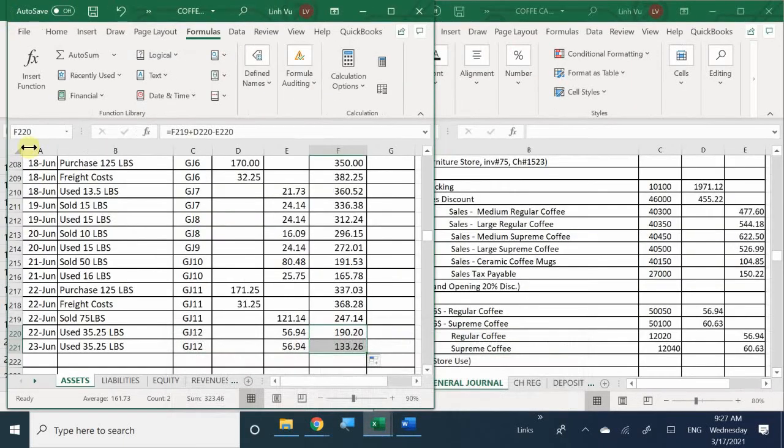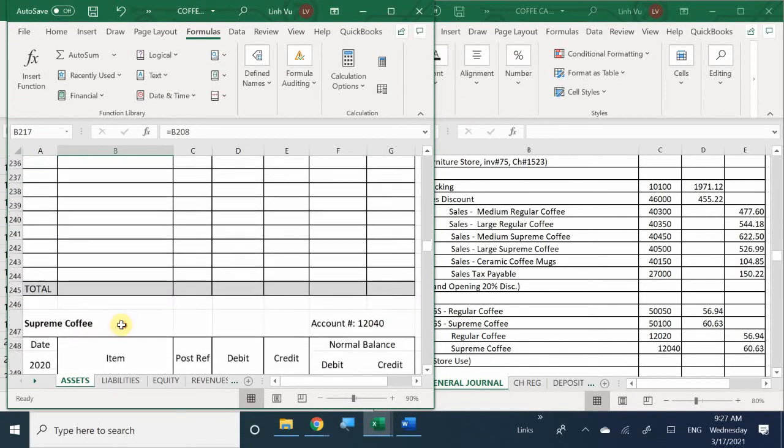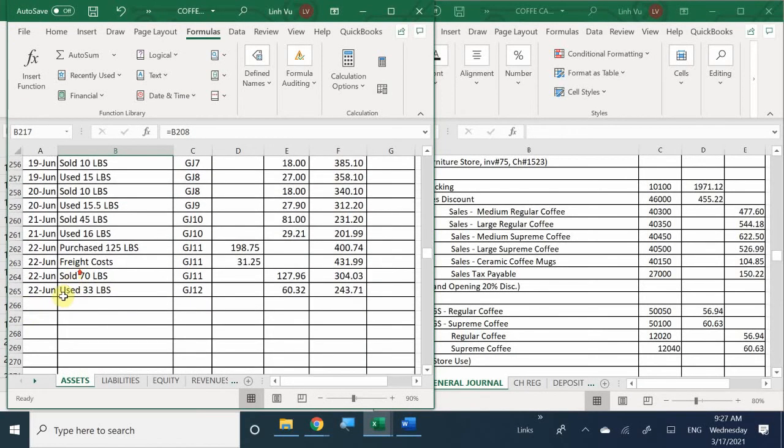Okay. And then let's go ahead and edit my Supreme Coffee. Okay, we used 33 pounds, General Journal 12, except this time it's 60.63. So what is going to be my new ending balance? 183.08, which we know that's exactly what we solved in our inventory worksheet. Excellent.